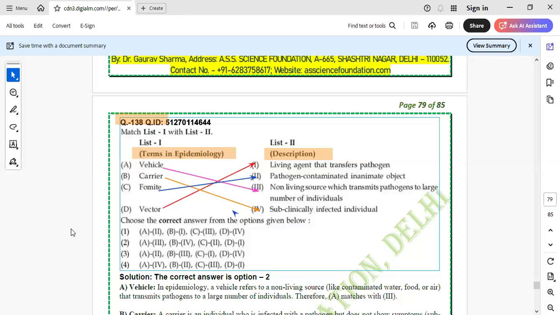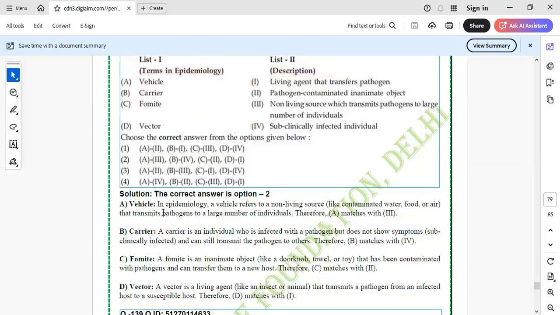So that's why the answer is C2. We will see the explanation of them. The correct answer here would be 2, right? Yes, doorknob, absolutely correct, it can spread from that too. So the correct answer here will be 2. Let's see the more detailed explanation why 2 has been taken for 138. So here we have explained almost everything, what a vehicle is. A vehicle refers to a non-living source like contaminated water, food or air that transmits the pathogen to a large number of individuals, right?